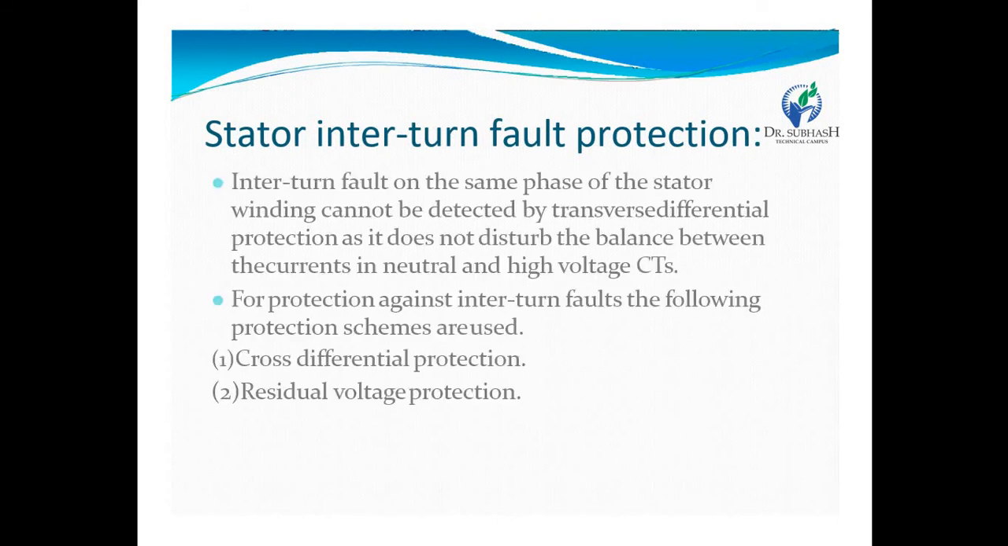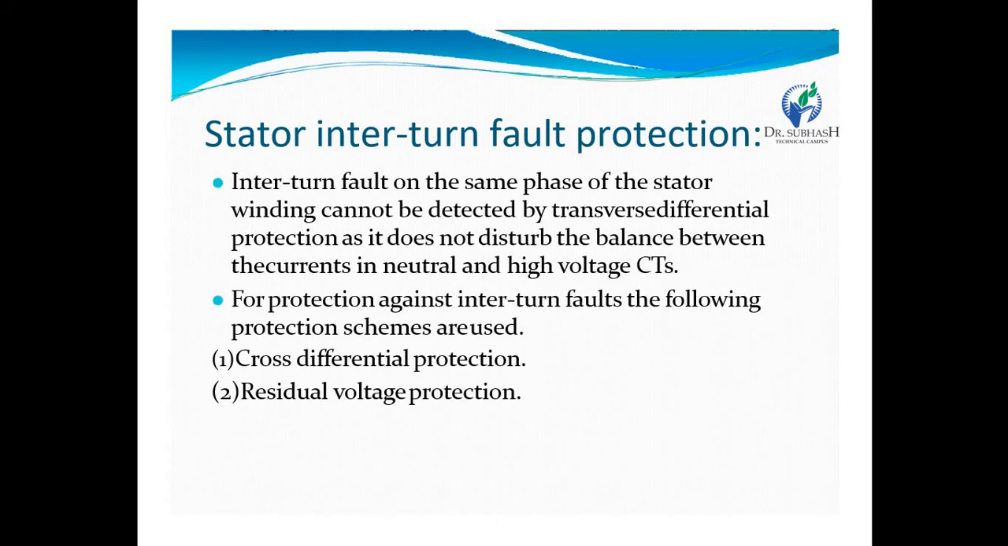Now stator interturn fault protection. An interturn fault on the same phase of the stator winding cannot be detected by transverse differential protection, as it does not disturb the balance between the currents in the neutral and high voltage CTs. For protection against interturn faults, the following protection schemes are used. First one is cross differential protection and second one is residual voltage protection.